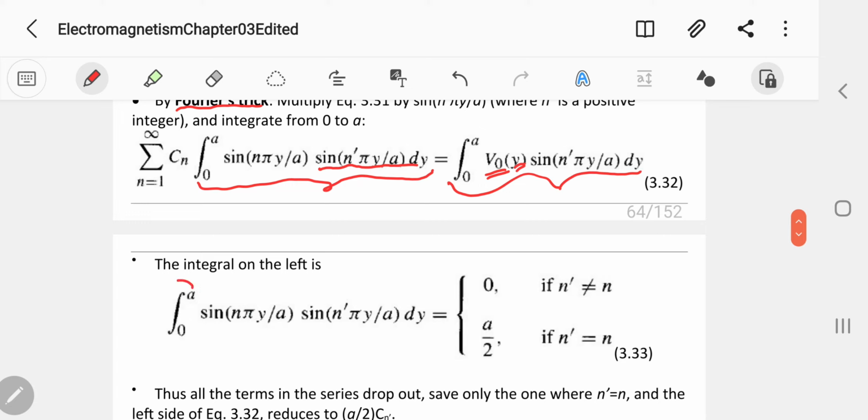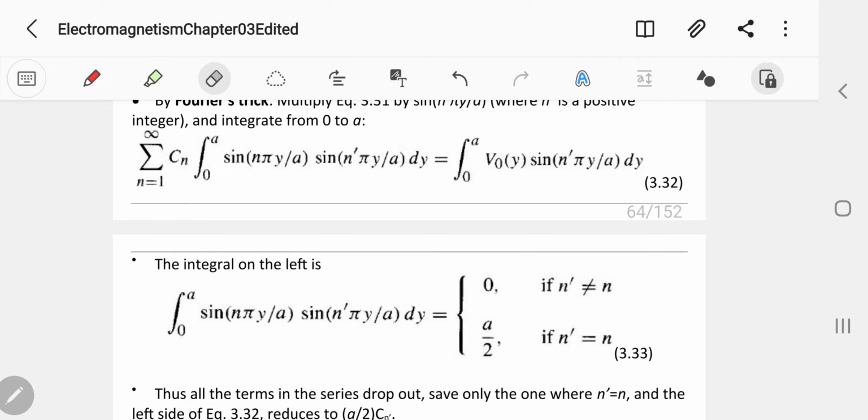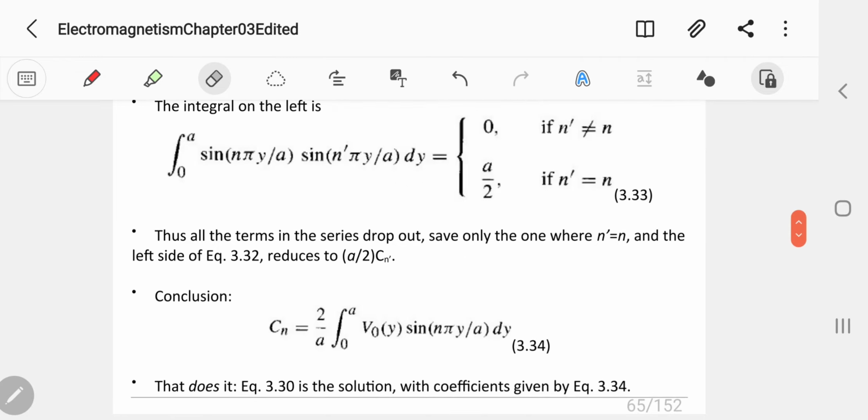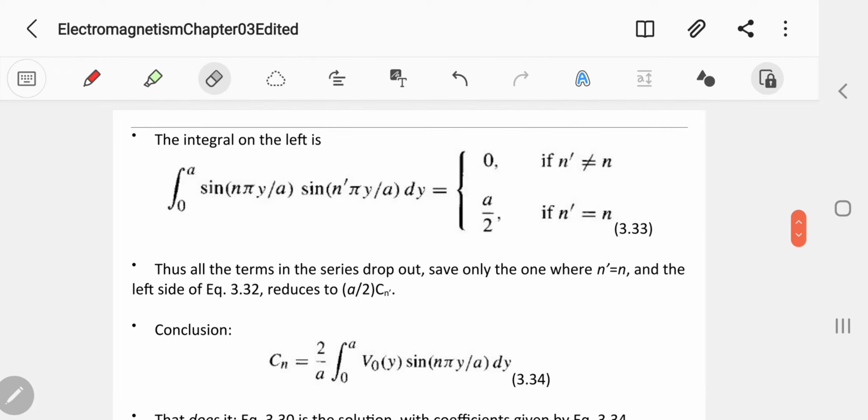This one is the identity for that one. So this can be simplified. So you can now find Cn, and so that's the Fourier's trick that you have to do in order to find the Cn. So Cn would have to be this one here.